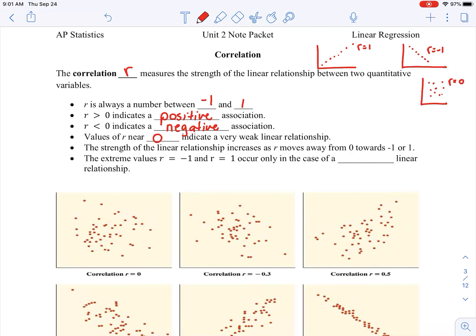We talked about that again a little bit. Again, when it's a perfectly straight line, that's R equals 1. Very rarely we're going to have that. Extreme values of -1 and 1 occur only in the case, again, of a perfectly linear relationship.